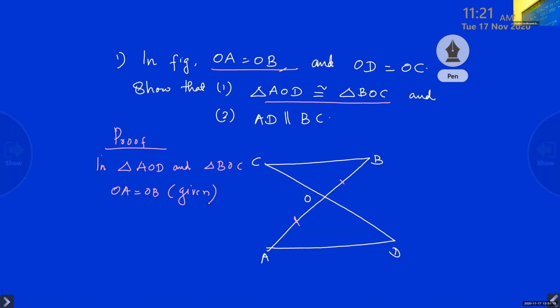Don't write now, listen. Now, anything is given again. OD is equal to OC. I'll mark these two lines to identify this. Okay, children, that is OD equal to OC. That is also given in the question, right? Yes, ma'am.